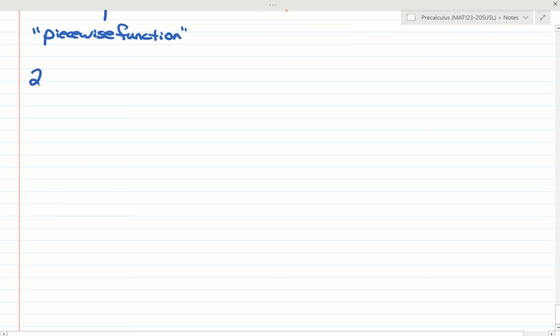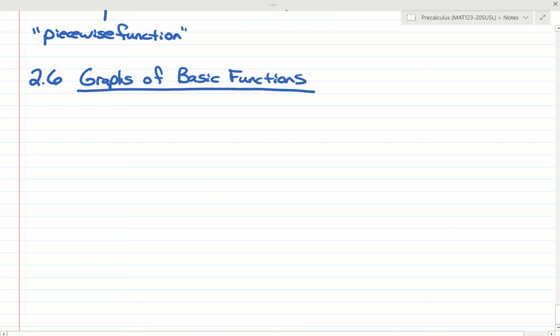In section 2.6, we're going to be talking about graphs of basic functions. And one thing that's in this section that you should be aware of is the concept of continuity.